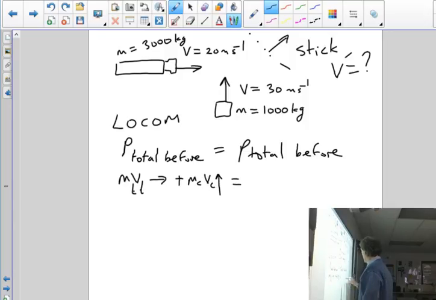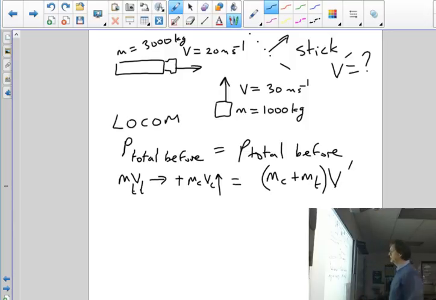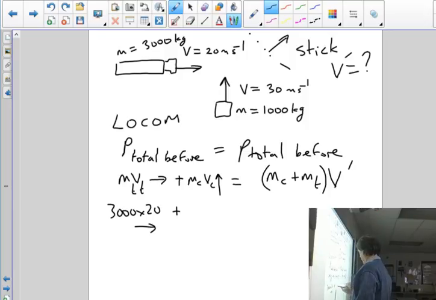And afterwards we've got one combined mass now again, giving one combined velocity afterwards. That's what the dash is for. So all we're going to do here then is actually substitute. So you've got 3,000 times by 20 there, going right, plus 1,000 times by 30 going up equals, now the total mass here is 1,000 plus 3,000. So put that in as 4,000 straight away, v dashed.